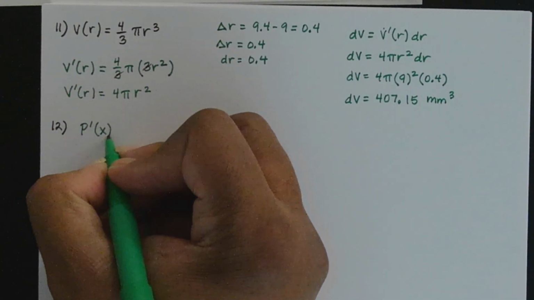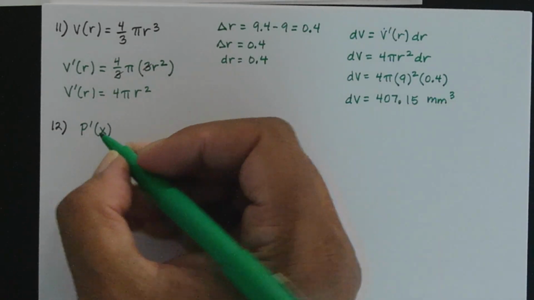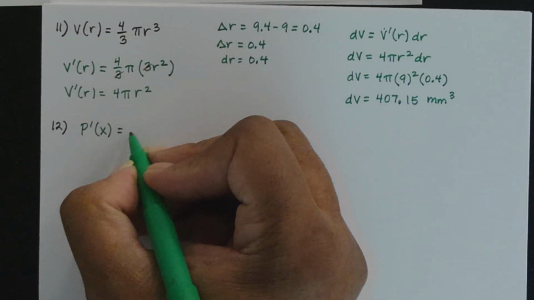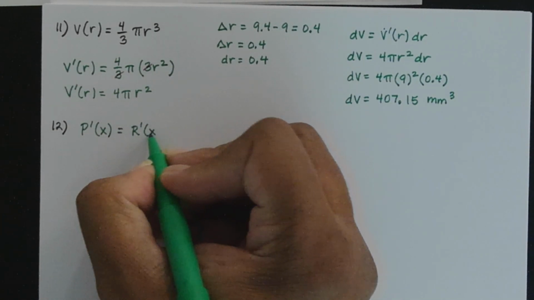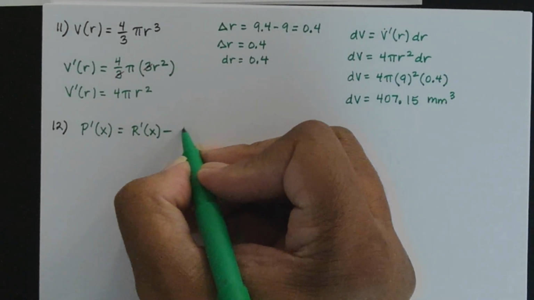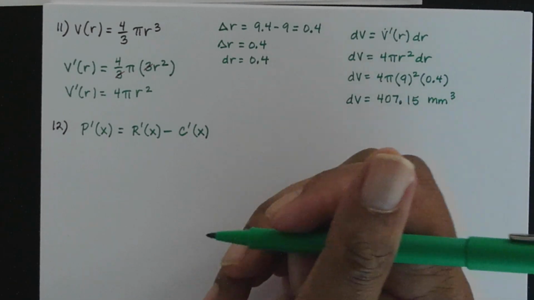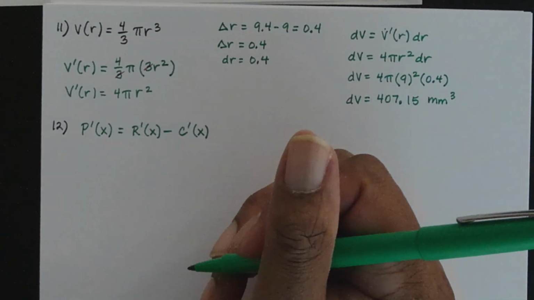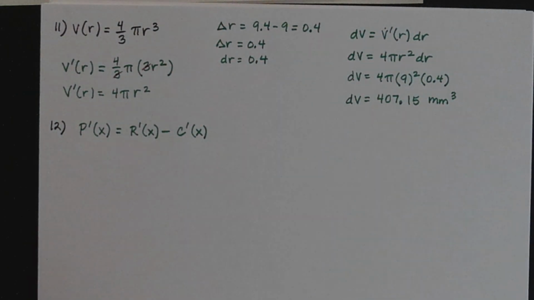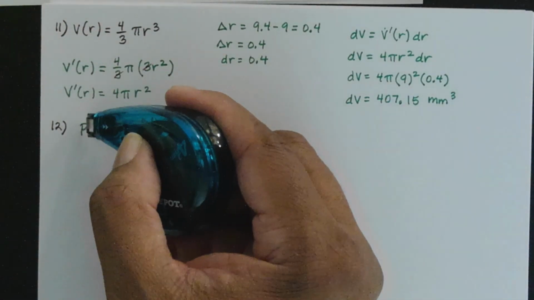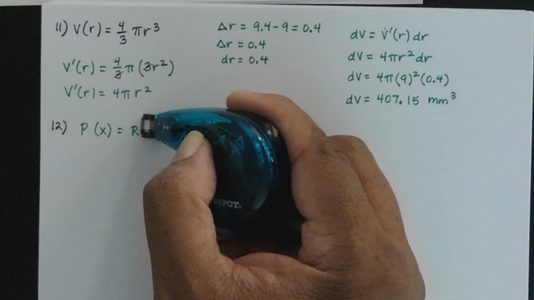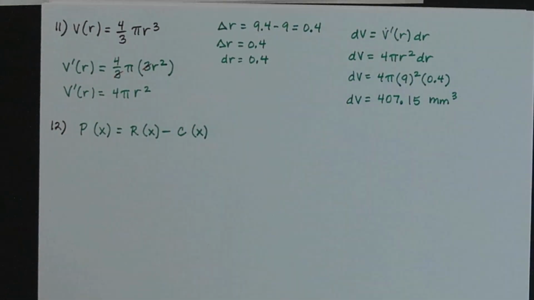P prime of x. Anything marginal means you have to take the derivative. And that's equal to R of x, that's the revenue, minus the cost. Or better yet, here's what I would do. Let's find the profit function first, and then take its derivative, without taking the derivative of the revenue and the cost. Let's just do that.